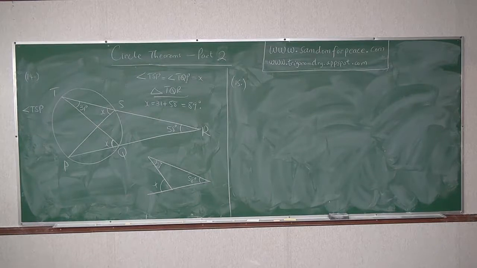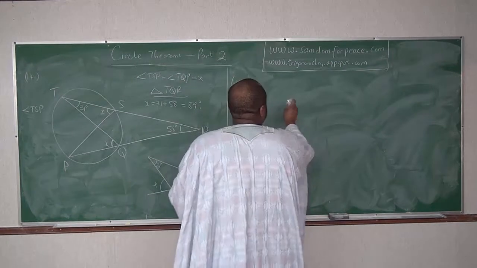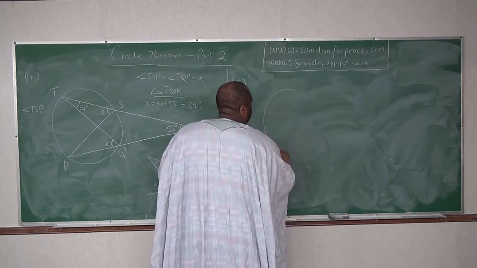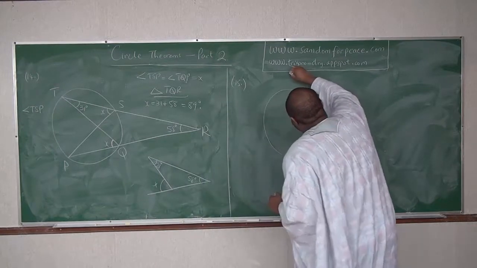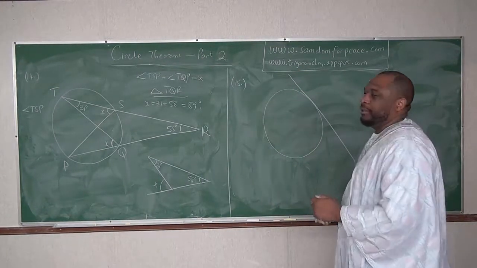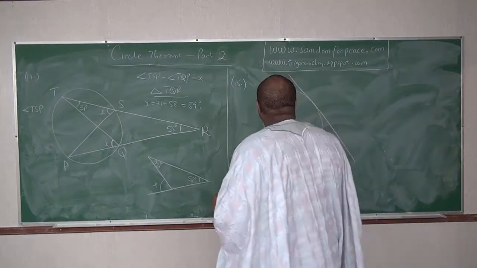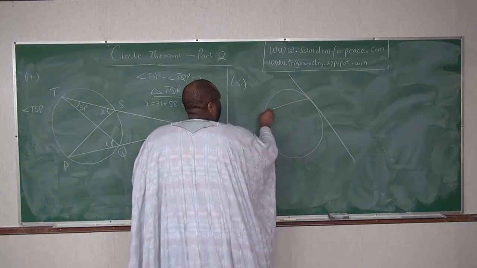Question 15 is WASSCE multiple choice. So we have this. We have a tangent. We have this here.